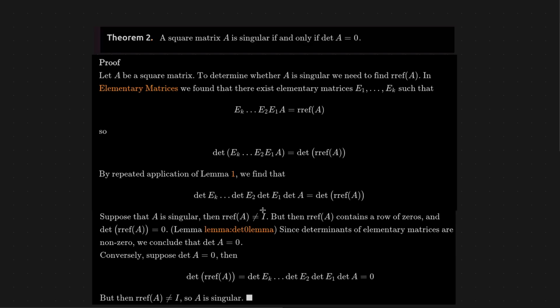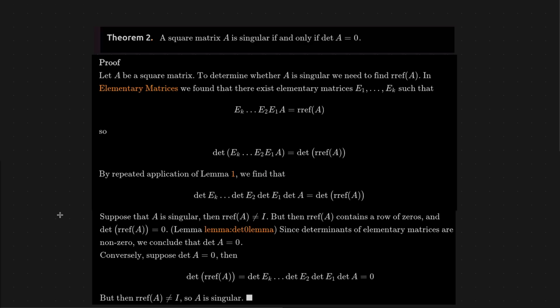Okay? So this gives us a way to find out if a matrix is invertible or not by just taking the determinant of the matrix. If the determinant of the matrix is 0, then the matrix is singular. It does not have an inverse. But if the determinant is anything other than 0, then the matrix is invertible. Okay?